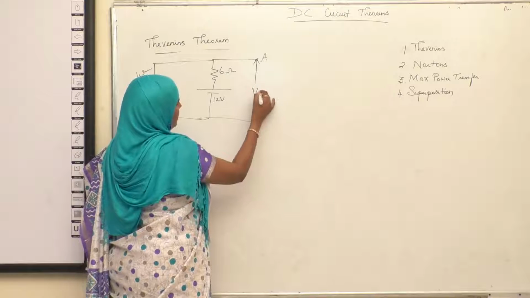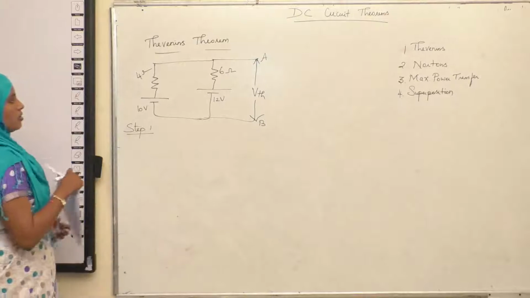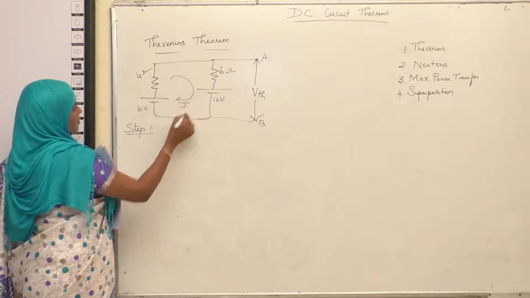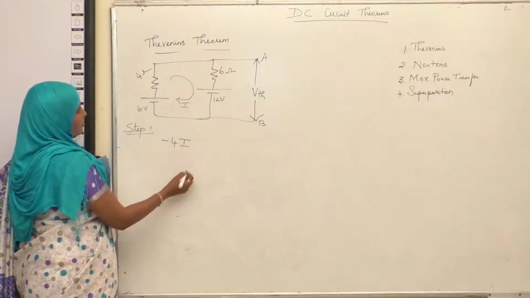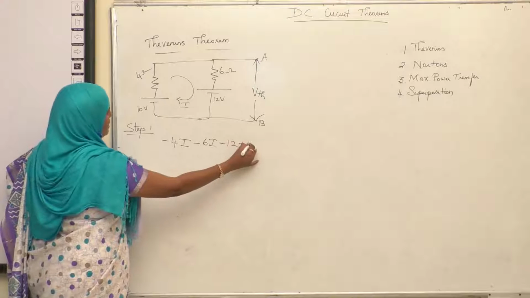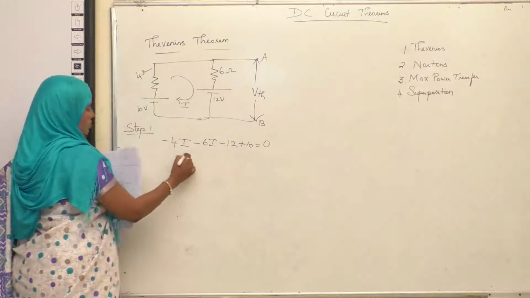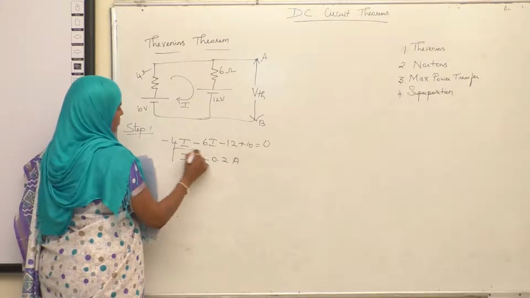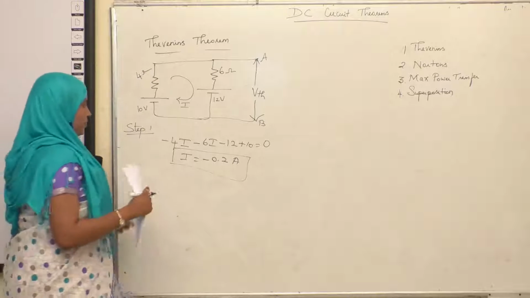Mark VTH, that is Thevenin's voltage. Now apply the loop current here and write the KVL equation. So it is minus 4I, minus 6I, minus 12 plus 10 equals 0. From this, I will be minus 0.2 ampere. If you solve the above equation, you will get I as minus 0.2 ampere.